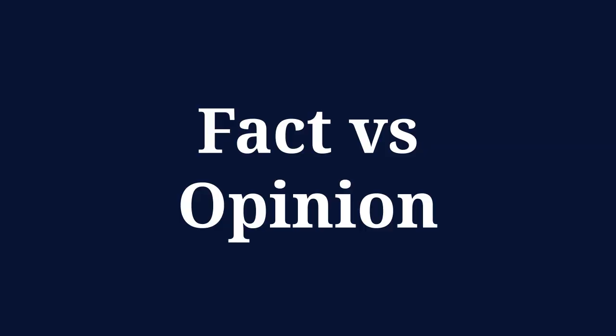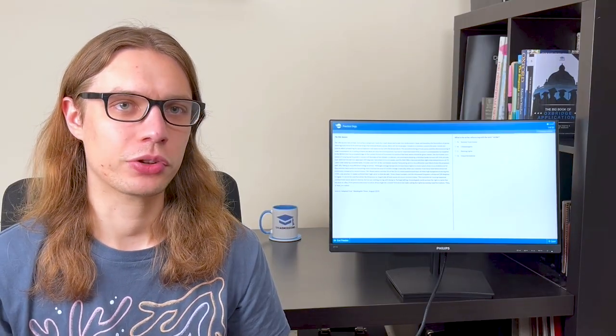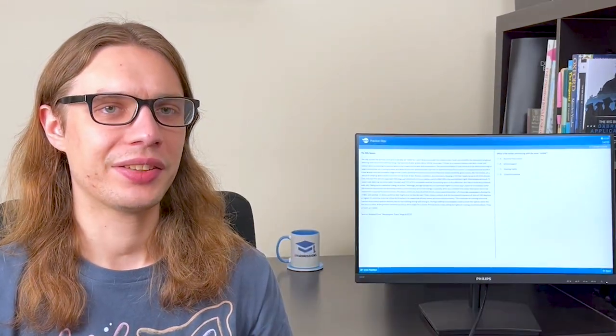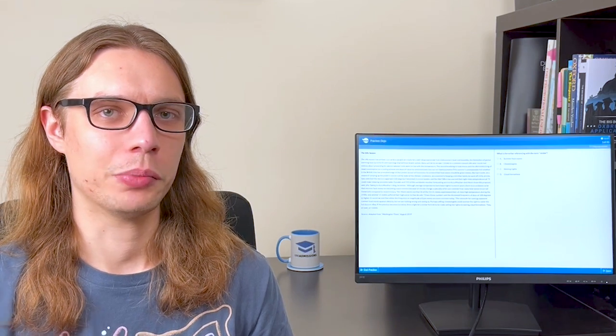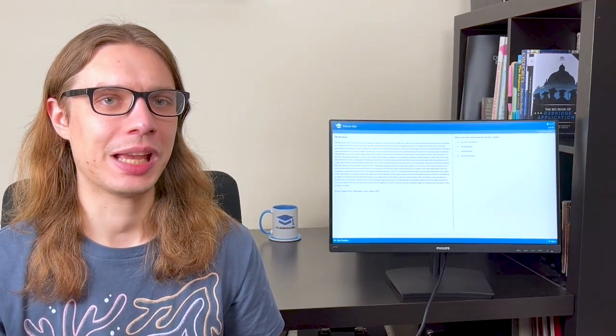Facts versus opinion. This is a very simple one. A fact is, of course, a statement that has been tested to be true or false, while an opinion can't be tested as such and instead reflects an author's personal beliefs. Facts are far more important in practically any argument, so you'll need to be able to tell the difference between them.